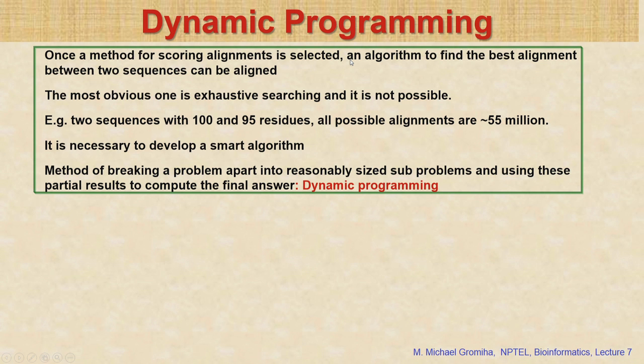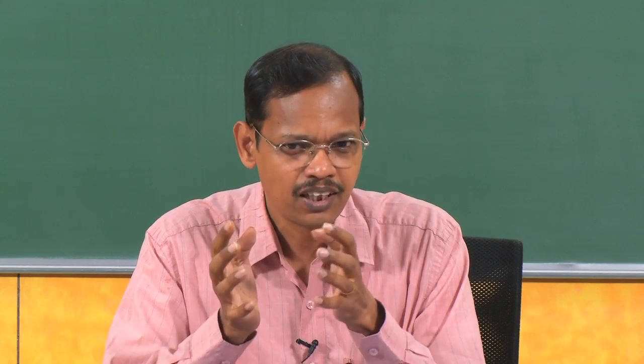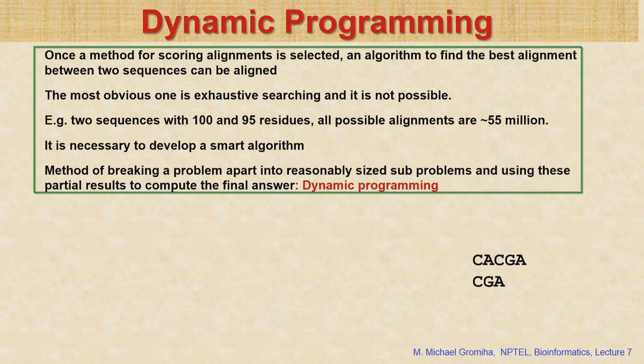So, one of these approaches is dynamic programming. How does it work? This method breaks the problem into reasonably small ones, does the analysis, and finally combines them together to get the final answer. For example, if I give the sequences CA, CGA and CGA, first start with the first one, C and C. There are 3 different ways you can align the first one. What are the 3 different ways?